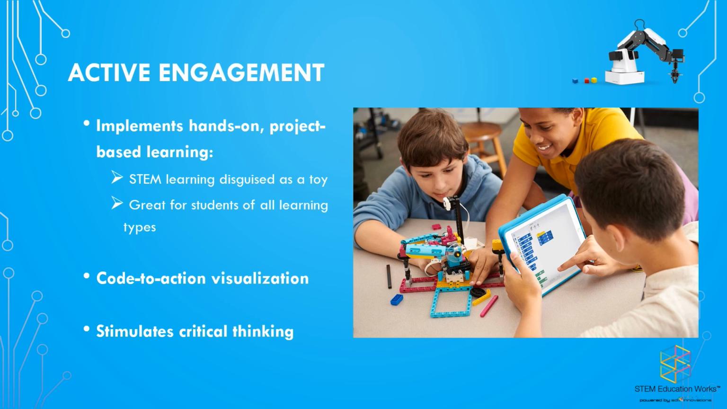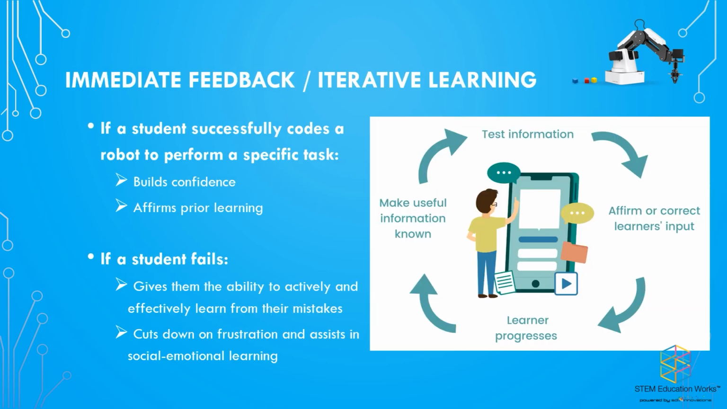So the second main factor that I want to point out as to why robots are so useful in the computer science classroom is that they provide immediate feedback and iterative learning. And I think this is perhaps the most important factor. If a student successfully codes a robot to perform a specific task, that's awesome. It builds confidence. It means that they knew what they were doing when they were coding. It affirms their prior learning.